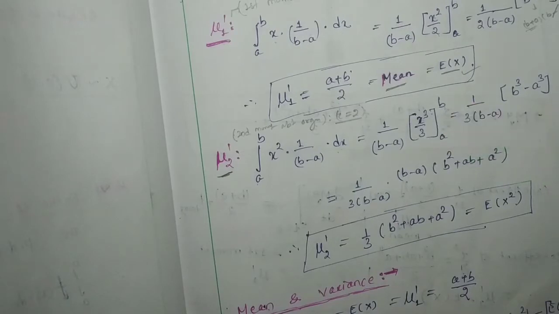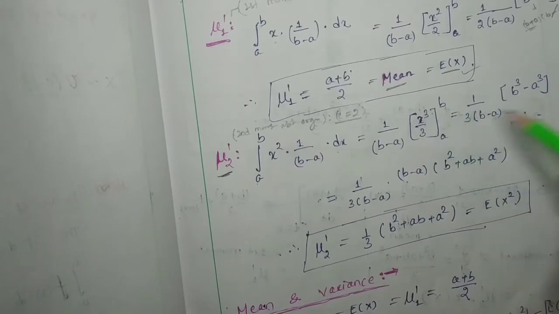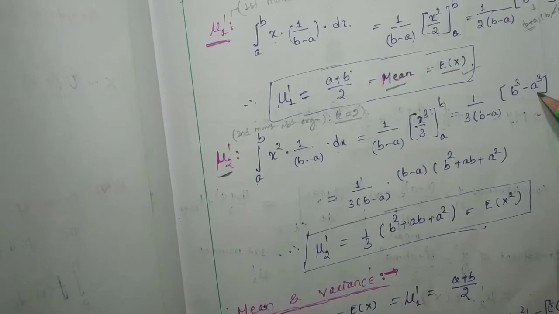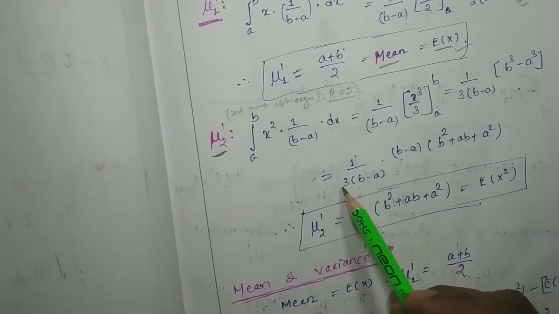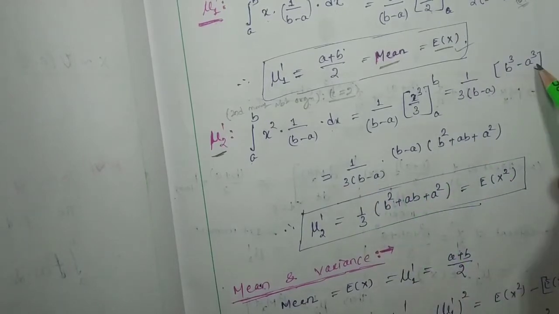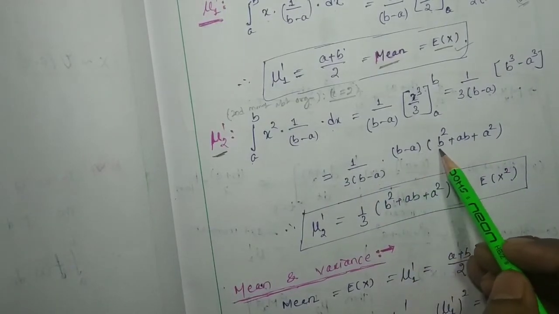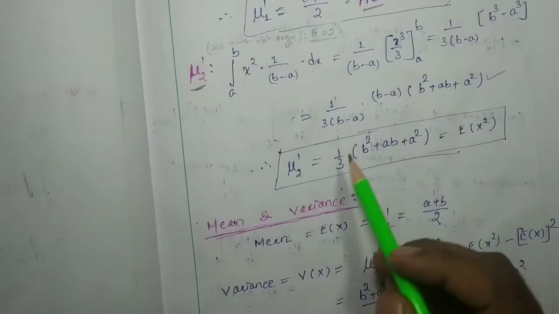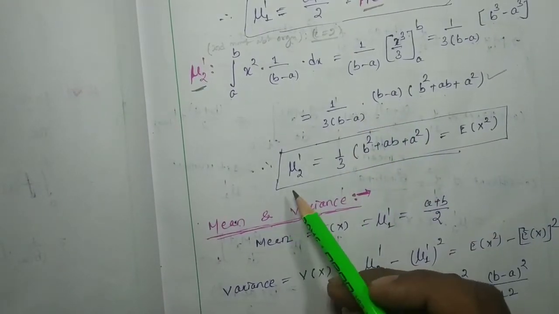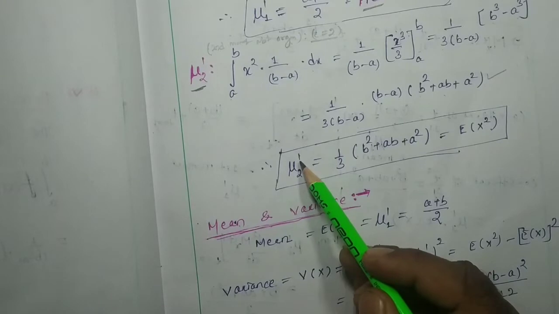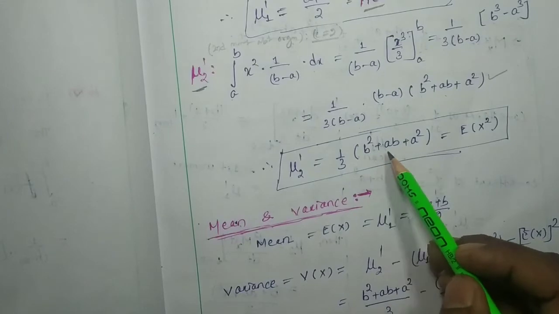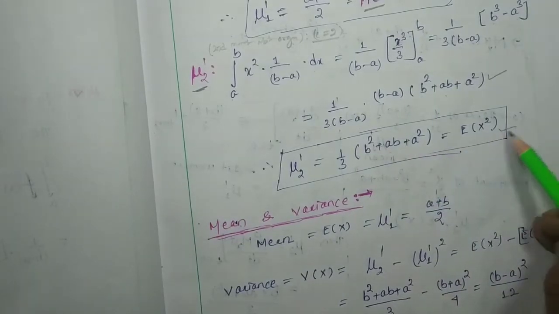So put the limit, we find that b cube minus a cube, here 1 by 3 into b minus a into b cube minus a cube, is equal to 1 by 3 into b minus a, and this b cube minus a cube can be written as b minus a into b square plus ab plus a square, that we know, it is a simple formula. And here b minus a got cancelled, and we found mu 2 dash, that is your second moment about the origin, will be equal to 1 by 3 into b square plus ab plus a square, nothing but expectation of x square.